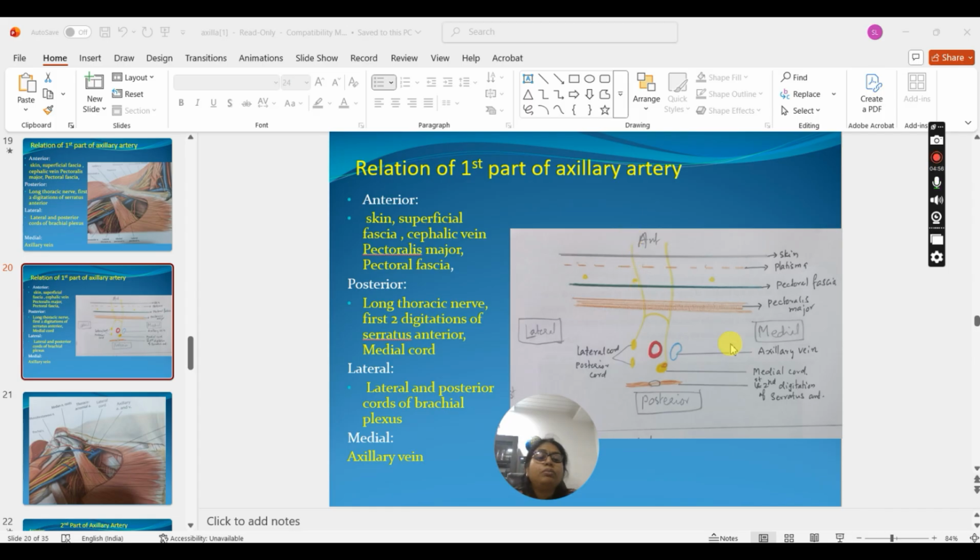Okay, what is posterior? The first two digitations of the serratus anterior, the long thoracic nerve and the medial cord of the brachial plexus. Laterally, lateral and posterior cord of the brachial plexus. Medially, axillary vein. Clear?